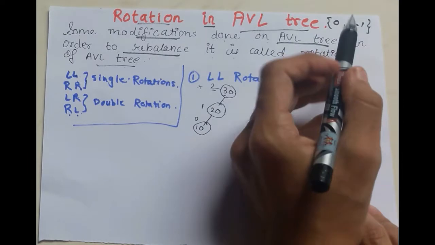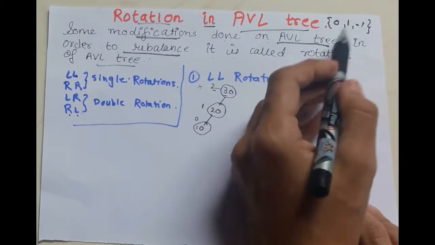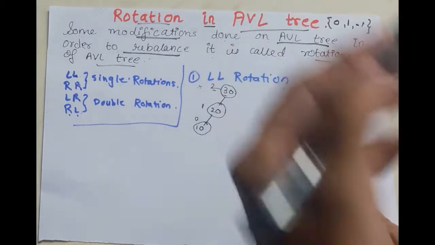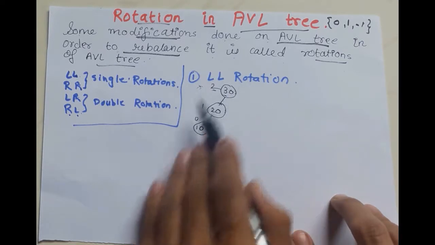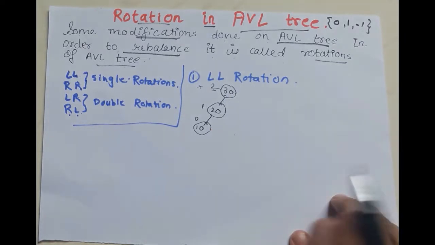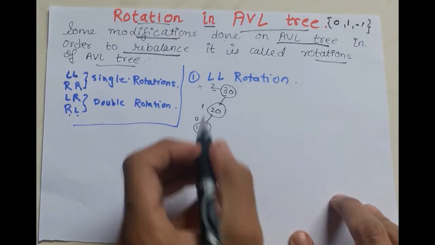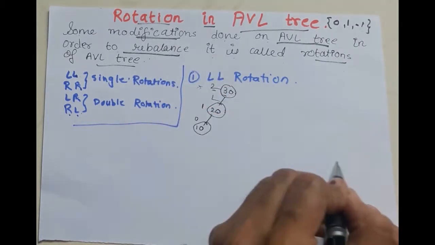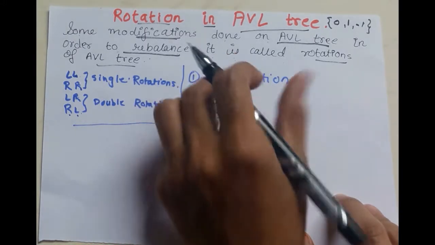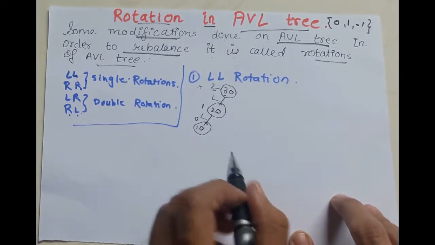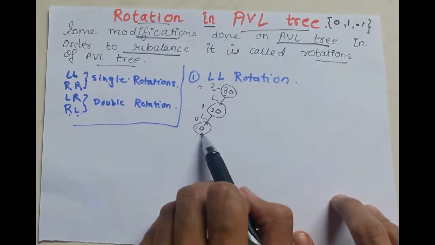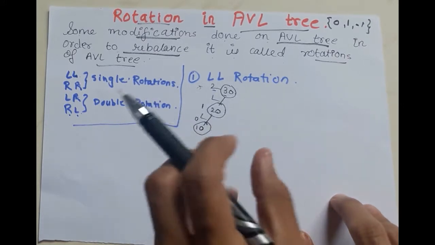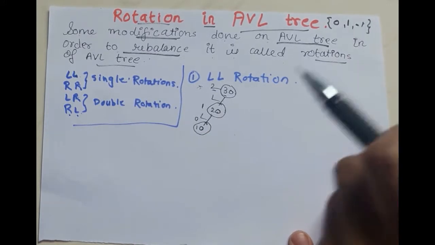Because the balance factor should be either 0, 1 or minus 1. And if the balance factor is other than these three, then that tree is not balanced. So this is not balanced. Now why is it not balanced? Because 20 is attached as a left branch to 30. 10 is also attached as a left branch to 30. And because of these two left branches, this tree is imbalanced. So this is LL type of imbalance.